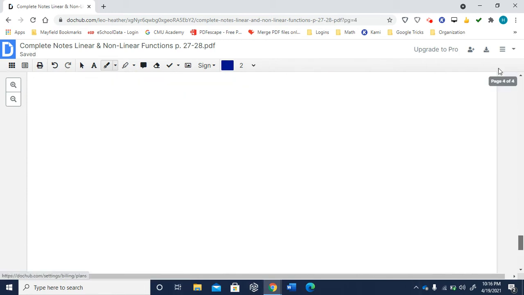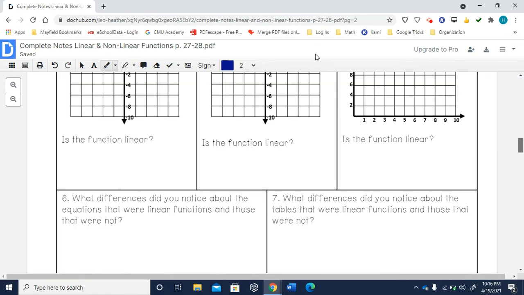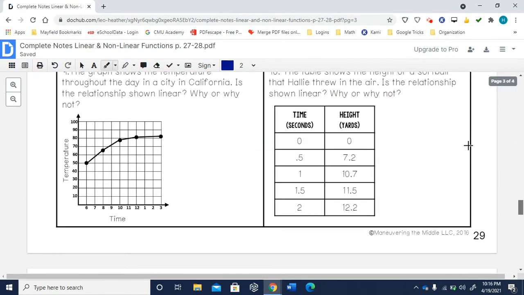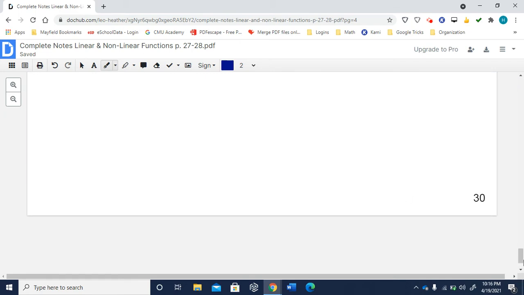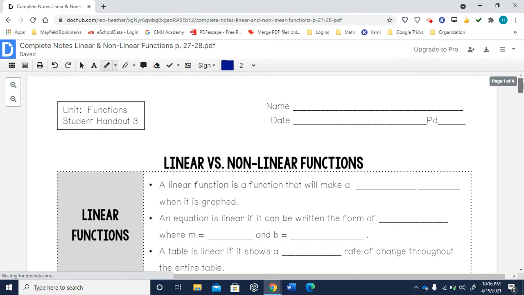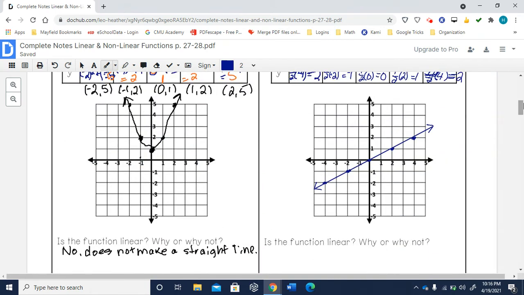So the question, oh my goodness. Is the function linear? And yes, because it makes a straight line. Okay.